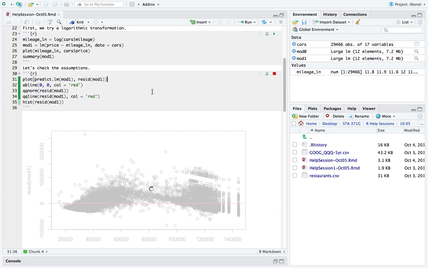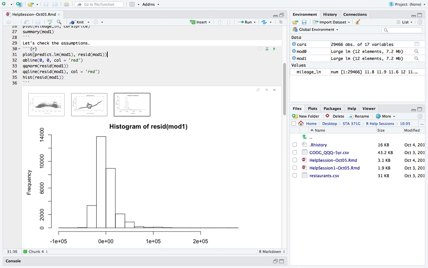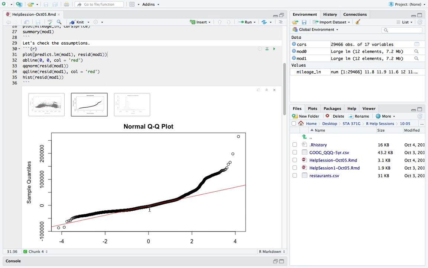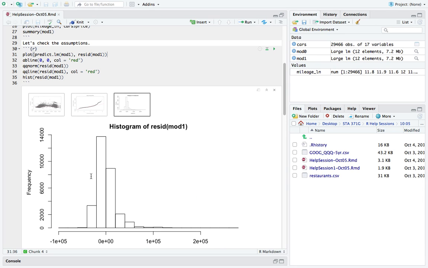So let's go ahead and, for this first model, check the assumptions. We can see that definitely there's not an equal spread, and the normality condition here is definitely not satisfied as well. We can confirm this with the histogram of the residuals as well. We can see that it is unimodal, yes, but it is right skewed, so it's not very symmetric.